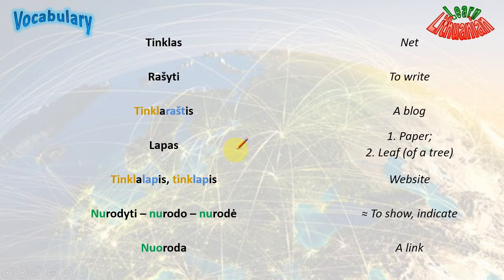Lapas. As I've said, this word has two meanings, and tinklalapis is the net leaf, or the leaf in the net. So tinklalapis, a website, or with this syllable taken out, tinklapis, a website. By the way, you can ask what's the plural of the word tinklaraštis. It's tinklaraščiai, that turns to ch, this is a masculine noun, as well as tinklalapiai or tinklapiai, the plural.